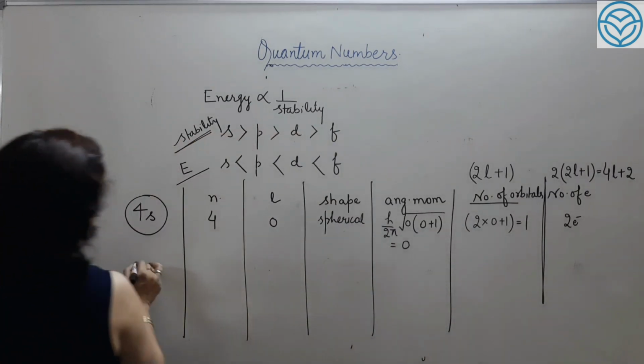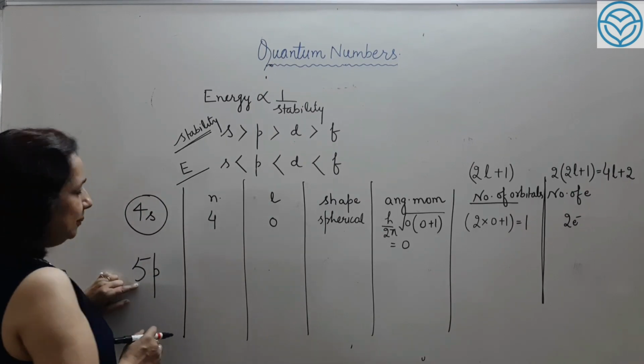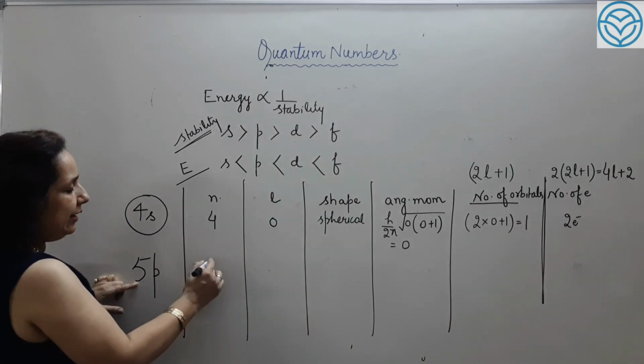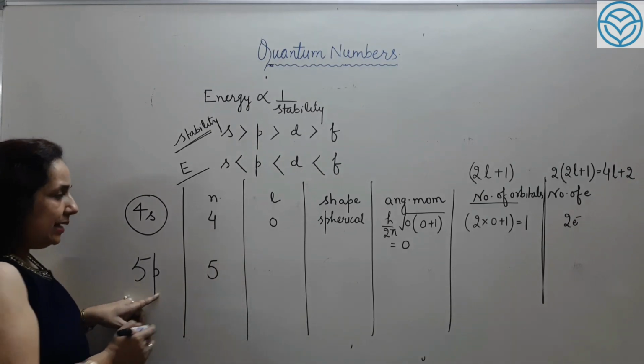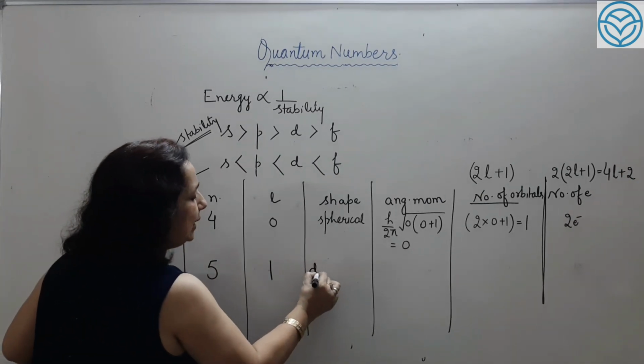Let us suppose I write 5p. Can you guess? If it is 5p, n is 5. For p, L is 1. For p, the shape is dumbbell.